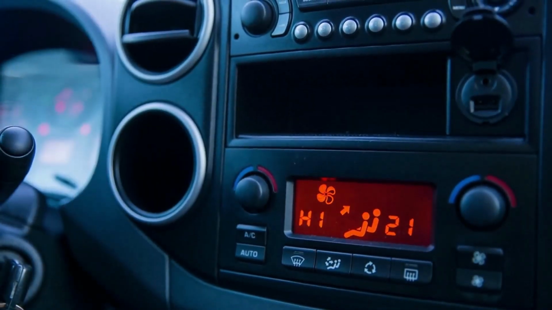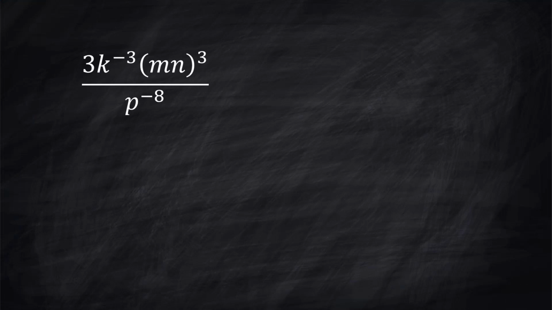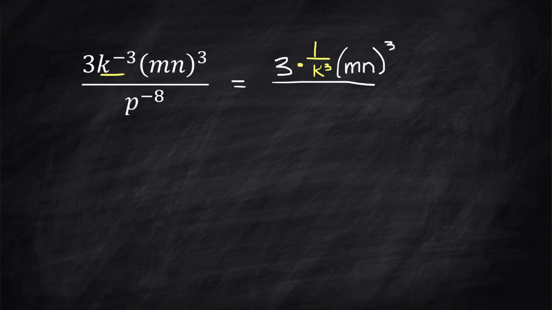All right, so let's turn up the complication a notch. Start by rewriting that numerator. The 3 is fine all by itself. K to the negative 3 is going to be written as 1 over k cubed, and mn to the 3rd power is okay all by itself, so we can just rewrite that. P to the negative 8 becomes 1 over p to the 8.